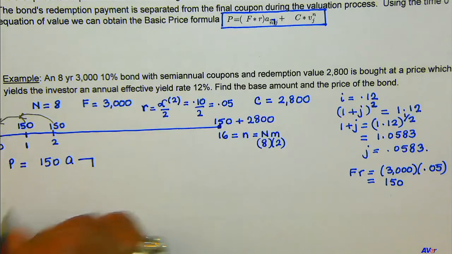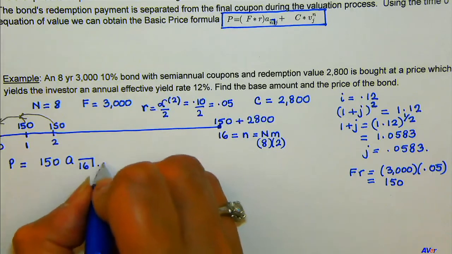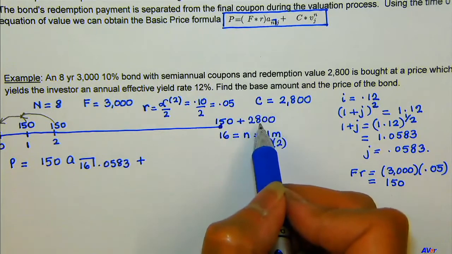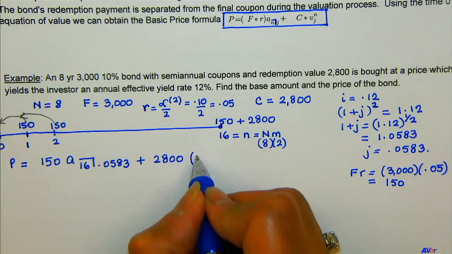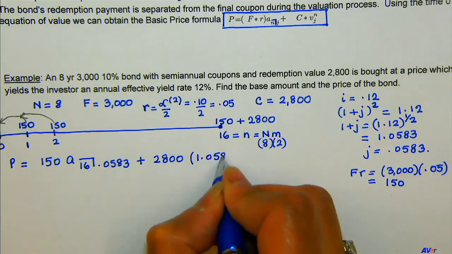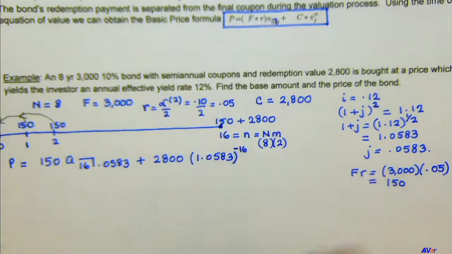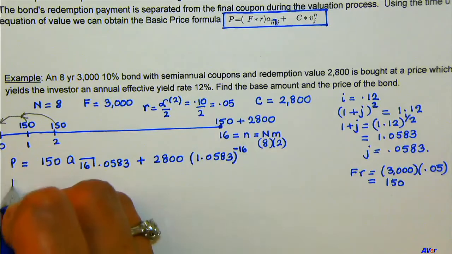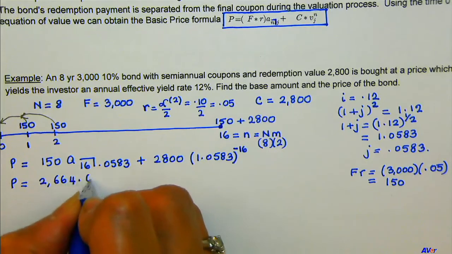A angle 16, 0.0583, plus the last payment, 2,800 times (1 plus 0.0583) to the minus 16, right? Because you want to discount. That's it. That's the price formula. When you clean that up, you get 2664.61.